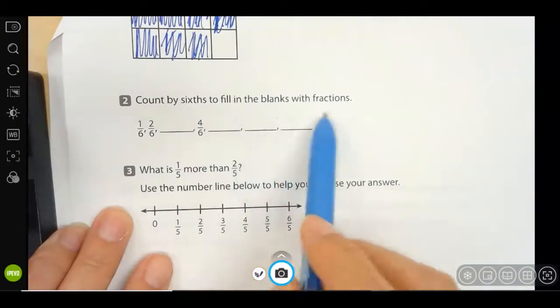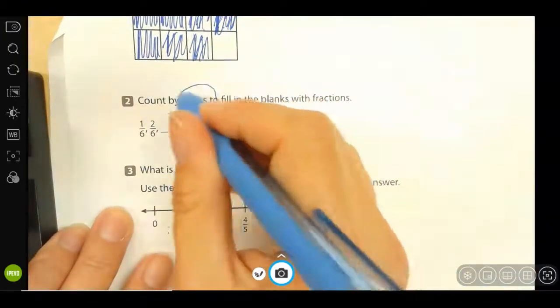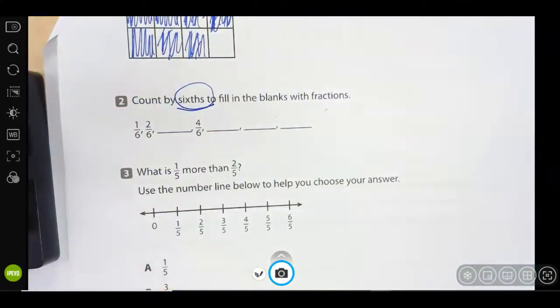Fill in these missing blanks. We're counting by 6. Go ahead, fill in the missing blanks for me. Thank you. Awesome. Good job. Thank you, Hunter. Hunter, help me out. What did you put here?